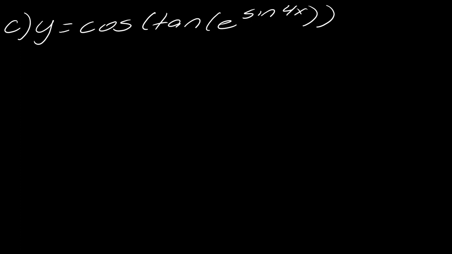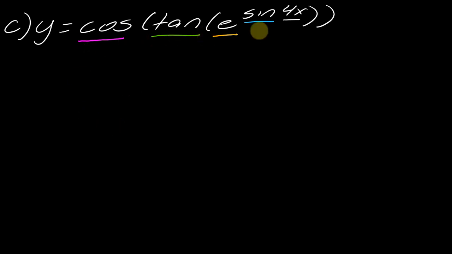So I always like to start from the outside and work my way in. So I've got cosine of tangent of e to the sine of 4x. Whole bunch of stuff going on here. So the outermost function is this cosine, and then the next function in is tangent, and then you've got e, and then you've got the sine, and then you've got the 4x. So you have to keep all of these straight.